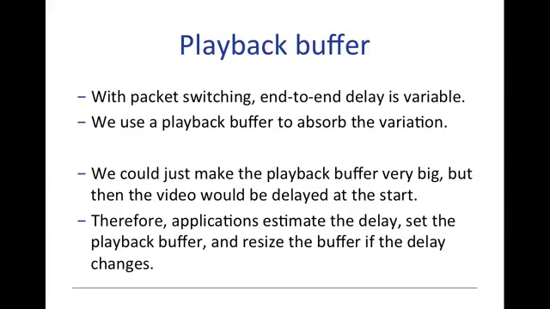So in summary, with a playback buffer, when we have packet switching, end-to-end delay is variable. We use a playback buffer to absorb the variation. We could just make the playback buffer very big, but then the video would be delayed at the start. That was the time that we were waiting from the first byte to arrive until we play it out onto the screen. If we were to make that buffer bigger, then we would have to delay the starting point of the video, which would be kind of annoying when we're watching our videos. So therefore, applications try to estimate the delay from the server to the laptop, set the playback value, and then resize the buffer if the delay changes.